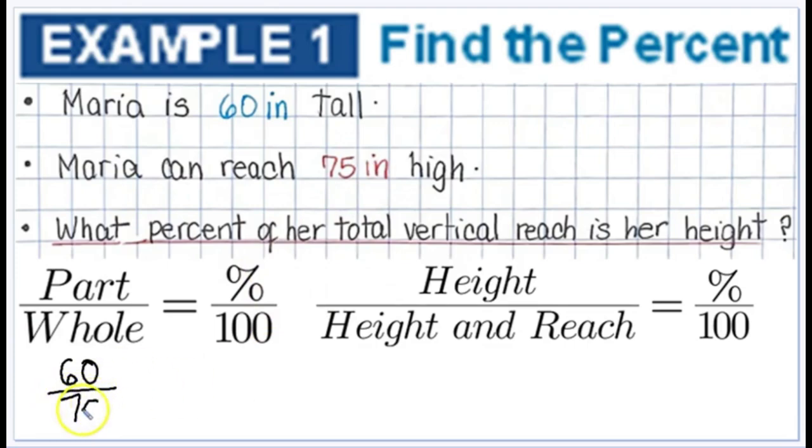So that's 75. Okay? That equals, we don't know what the percent is because they're asking for it. What percent? We don't know it yet. So we have to work to solve it. But we do know what we got. We got 100. All right? Now, what do we got?